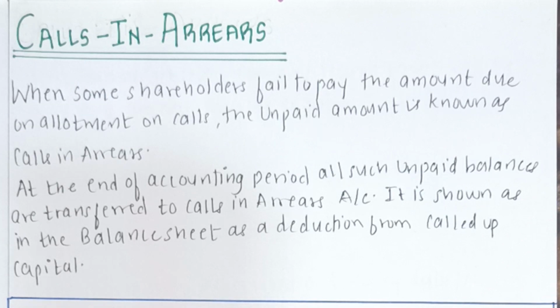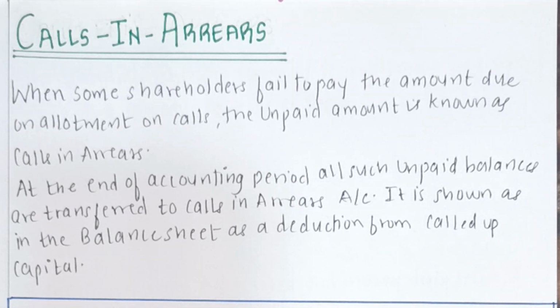Alright, so calls in arrears is a very important topic in case of shares. So let's start with the meaning of calls in arrears. When some shareholders fail to pay the amount due on allotment or calls, the unpaid amount is known as calls in arrears. So what is calls in arrears? Whenever any shareholder fails to pay the amount on any of the calls, it is known as calls in arrears. At the end of the accounting period, all such unpaid balances are transferred to the calls in arrears account. And this calls in arrears account is shown in the balance sheet as a deduction from the called up capital.